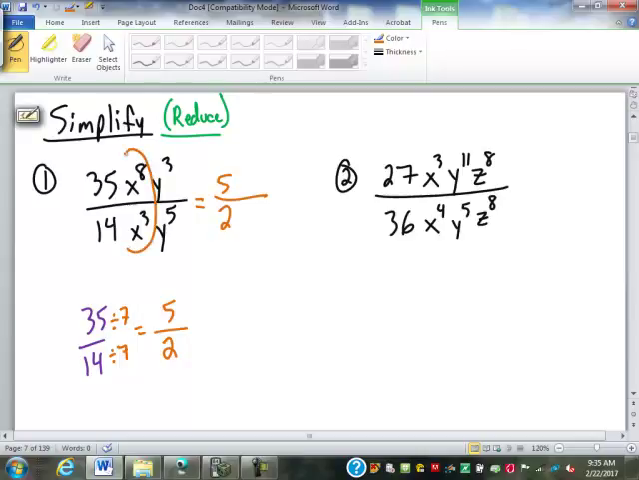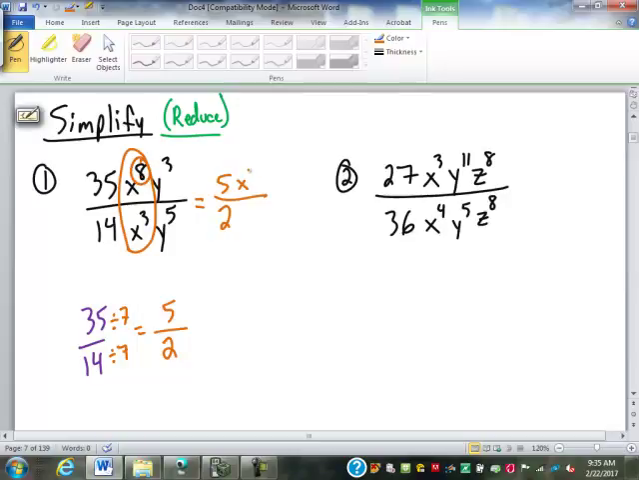Now then we have the variables, and we take each variable separately, and we have two things we have to figure out for each of them. The first thing we have to figure out is whether that variable is going to end up in the numerator or the denominator. Is it on top or bottom? So x will be on top. The reason we know it's on top is the larger power is on top in the original fraction.